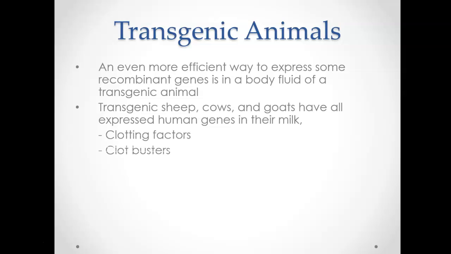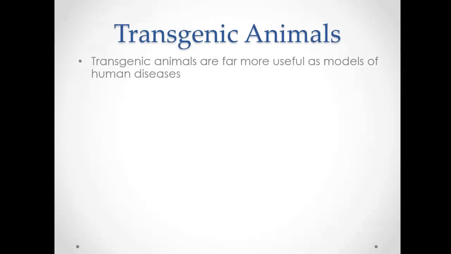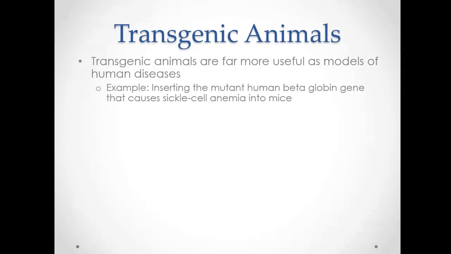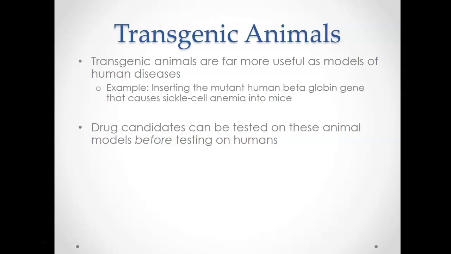So we can do this with clotting factors, with something called clot busters and collagen. So it works for a certain subset of proteins and not necessarily all proteins, but it would be a much more efficient way to get these human proteins versus using the traditional bacterial method. We can use it for antibodies, a whole host of things. So transgenic animals are also great models for human diseases. So we can actually put in a mutant form of a gene, and we can see what drugs might be able to work on the animals first before we test them in humans, for example.